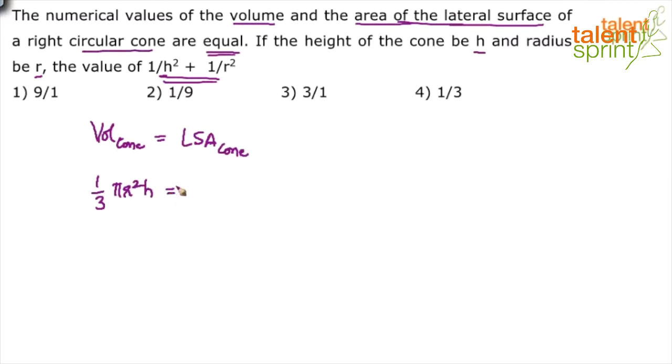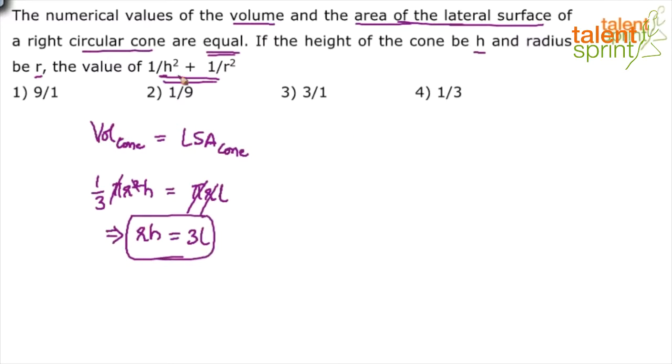How about the lateral surface area? The lateral surface area of a cone is pi r l. Remember, L is the slant length. All these are basic formulae which you are expected to remember, right? The lateral surface area is pi r l, where L is the slant length. H is the height of the cone, of course. So here if you see, pi and pi get cancelled and one r gets cancelled. So finally we get rh equals 3L. rh equals 3L. Remember this.